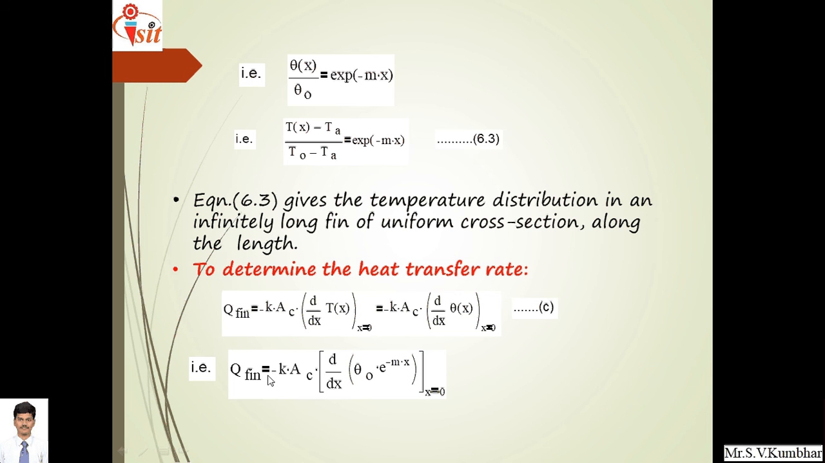Q fin is equal to minus KA d of dx. Theta x is replaced here by theta naught e raised to minus mx, that is, exponential of minus mx. Now take the derivative of this with respect to x and put x equal to 0.